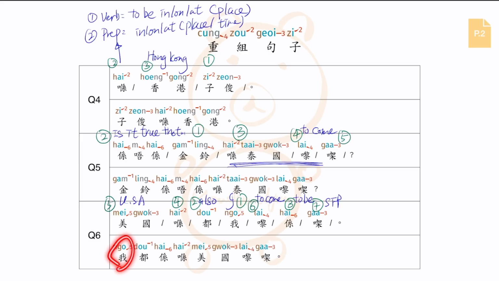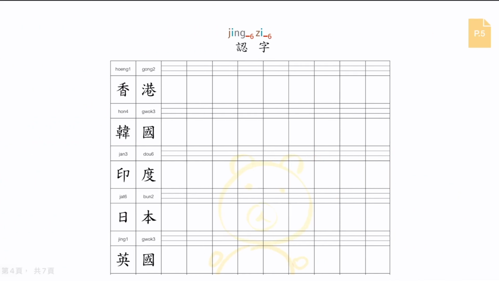If you just say that I came from USA, you can say 我喺美國嚟㗎. But I also came from USA. Then we will add 都係 before 喺美國嚟. 跟我讀一次：我都係喺美國嚟㗎. I also came from USA. 得唔得？今日我哋會認字. We will try to recognize some characters.